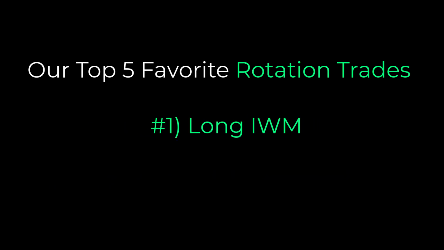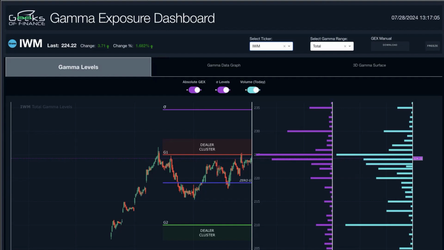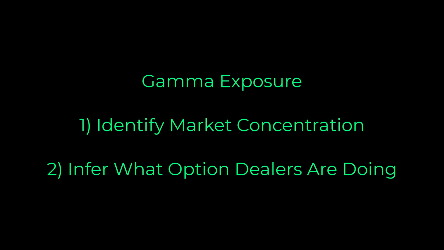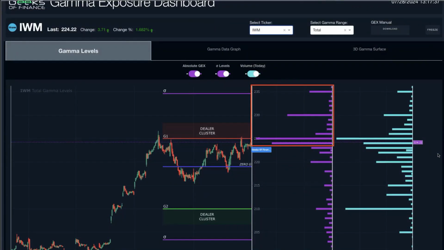Number 1, long IWM. IWM is the small cap ETF of the Russell 2000. Here we're looking at our gamma exposure dashboard. If you're not familiar with gamma exposure, I'll put a link down to our playlist in the description below. But essentially, gamma exposure helps us to identify market concentration and also helps us to understand what option dealers are doing under the surface.